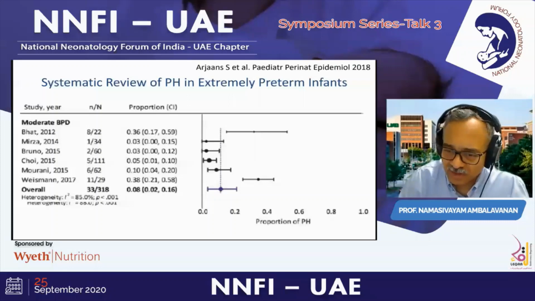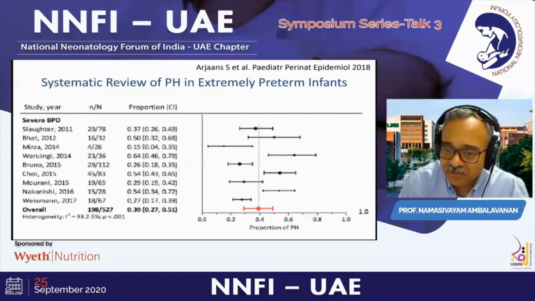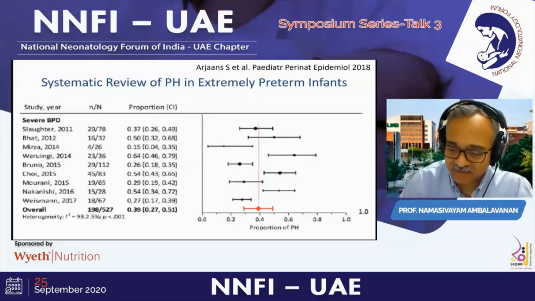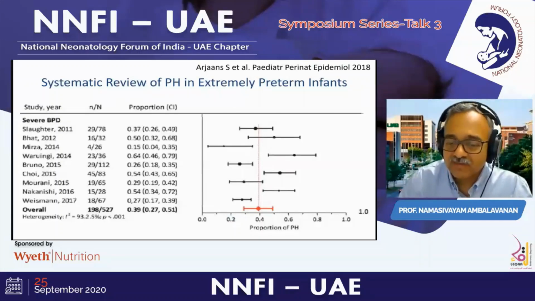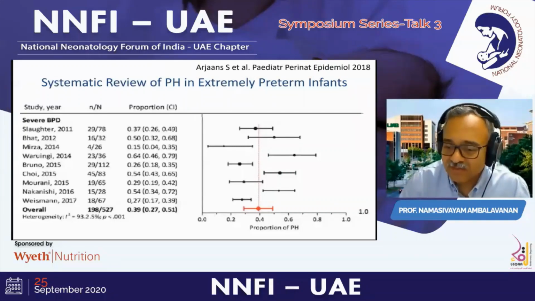What about severe BPD? It's not 16%, it's actually a lot more. It's closer to 40% or 0.39. So it's only with severe BPD do you have a substantial number of infants with pulmonary hypertension. 0.39 or about 40% is a pretty substantial number. That means 4 out of 10 infants with severe BPD will have pulmonary hypertension.